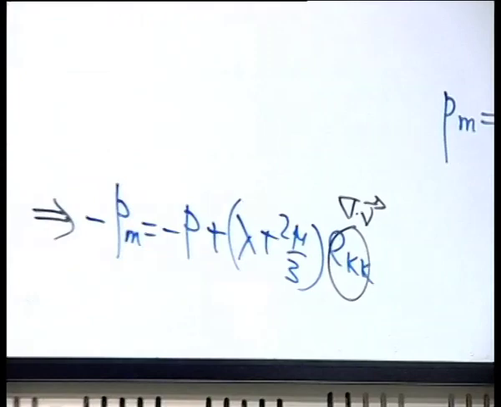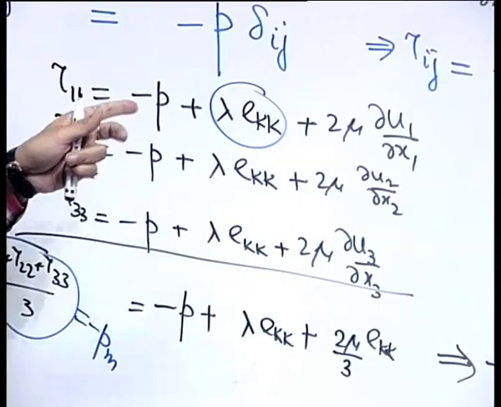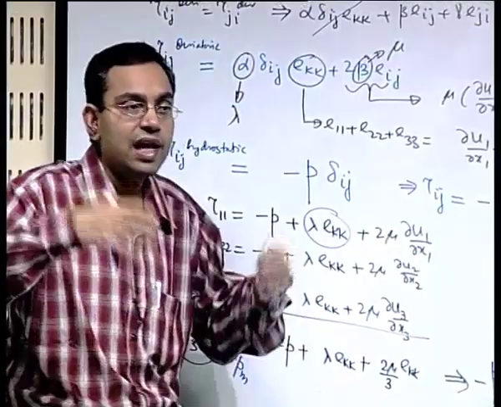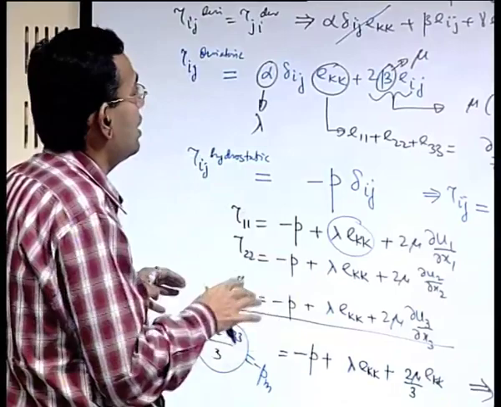So if EKK is positive, because of negative lambda, the corresponding contribution to tau 11 is negative. That means for a fluid element which is already expanding, the proportional enhancement of stress to expand further is actually not an enhancement but a reduction. So if it is already expanding, you require less stress to expand it further. That is what it reflects in a simplified form. So with these considerations, let us now write the final governing equation step by step.